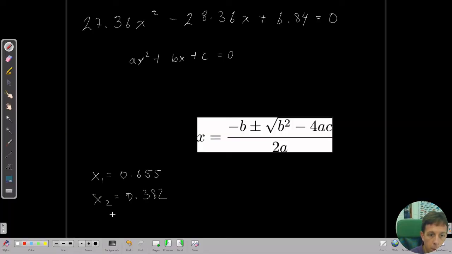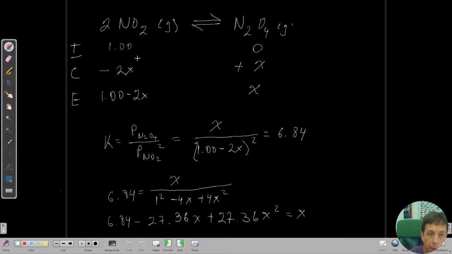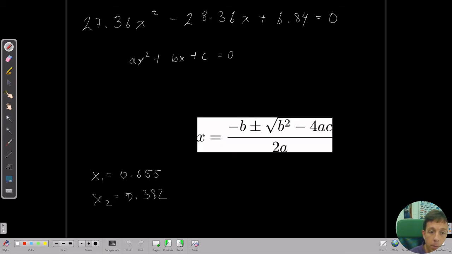And here let's evaluate these two roots right here. We can see that 0.655 is not a plausible root because it would mean that we have too much material. So if we insert this back into this equation right here, 1 minus 2x, and we use x as 0.655, we end up with a negative number. So we cannot have negative matter. We cannot have the concentrations go negative. So that number would not be plausible. Only that second number would be plausible.